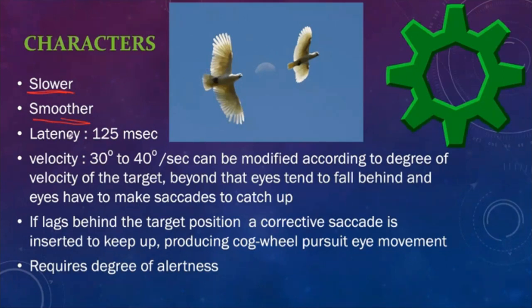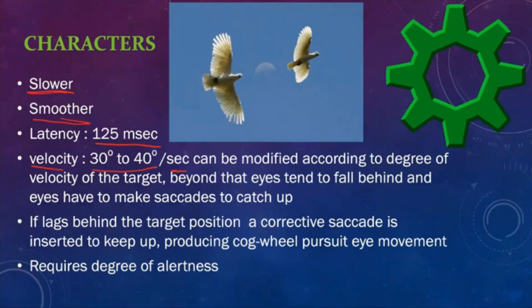But in the case of the pursuit, it is sometimes referred to as smooth pursuit because your eyes are moving slowly to track the target, and you can see any targets in between. It has a latency of about 125 milliseconds and a velocity of about 30 to 40 degrees per second. That's why it is slower, in contrast to the 100 to 700 degrees per second speed of the saccadic eye movement.